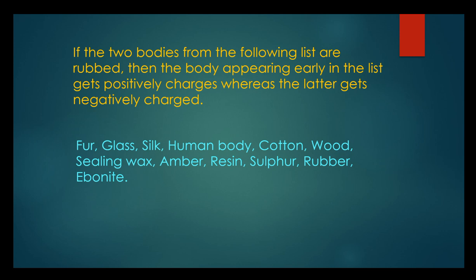For example, we take fur and ebonite. We can see clearly fur is the first, ebonite is the last. So ebonite must get negatively charged when rubbed with fur. Here we have glass and silk. Glass is coming earlier, silk is coming later. So silk will get negatively charged when rubbed with glass, and so on. You can make so many pairs out of this list.